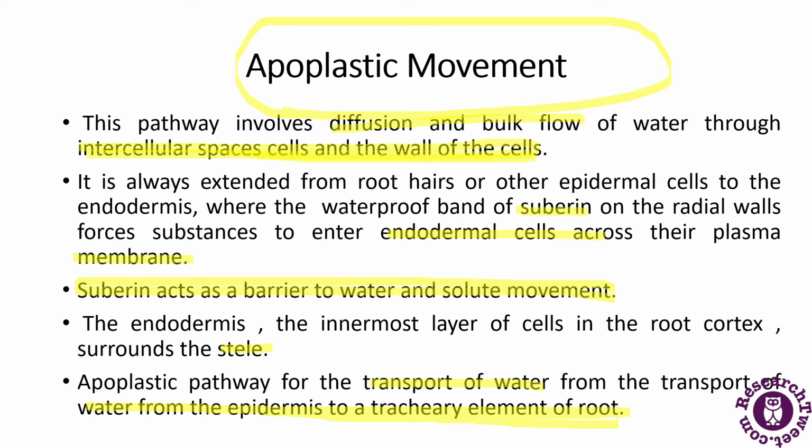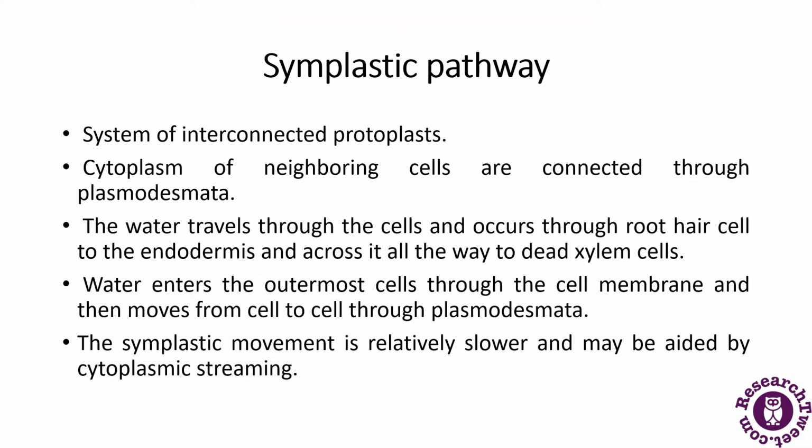Next we will talk about the symplastic pathway. So what is the symplastic pathway? It is a system of interconnected protoplasts. The cytoplasm of the neighboring cells is connected through the plasmodesmata, and the water travels through the cells, from the root hair cells to the endodermis and across it all the way to the dead xylem vessel cells.